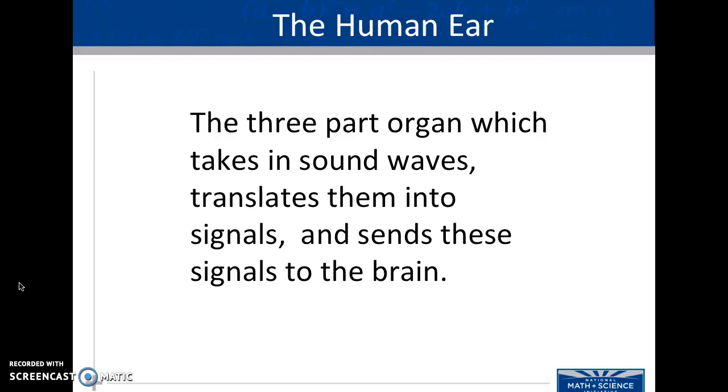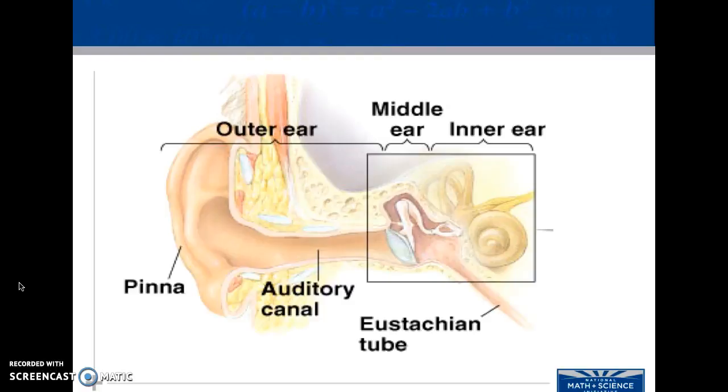So moving forward, the human ear. The human ear is a three-part organ that takes in sound waves, translates them into electrical signals, and then sends them to the brain. The three main parts are the outer ear, middle ear, and inner ear. The outer ear is made up of the pinna, which is the physical ear that we see on the outside, and the auditory canal, which is what you can stick your finger or a Q-tip in.